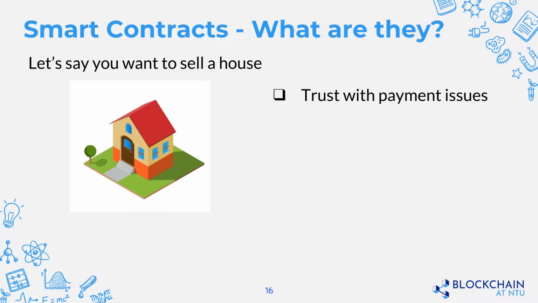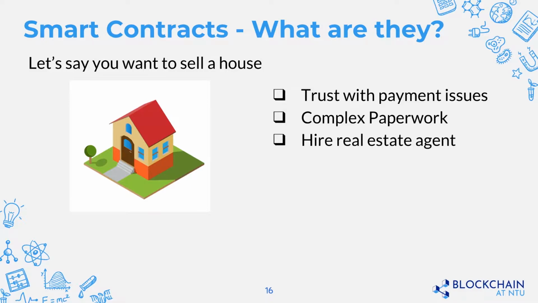Secondly, there's also the issue of complex paperwork, right? Maybe this house has a different selling point, different selling price, different rates. Different houses have different things going on. And you guys know that when you want to sell a house in real life, there's a lot of complex paperwork involved. So what most people do is just hire a real estate agent, to sort out all of this stuff for them.